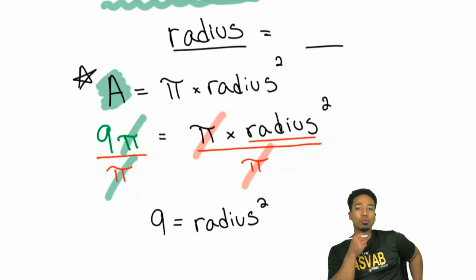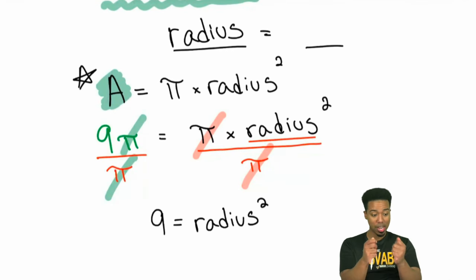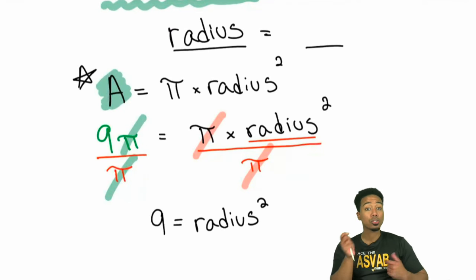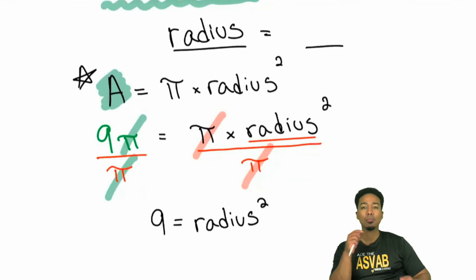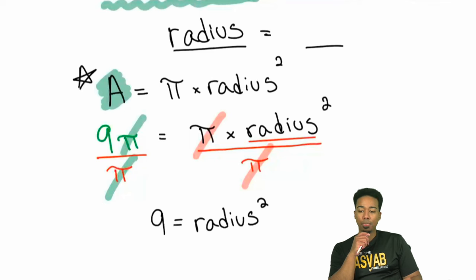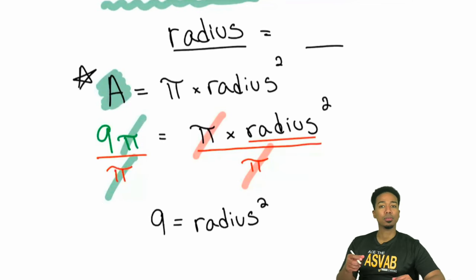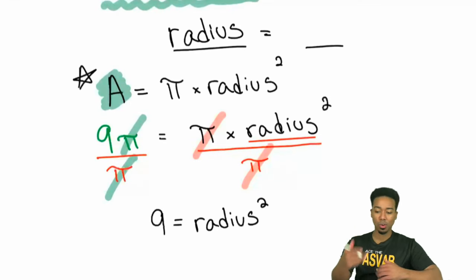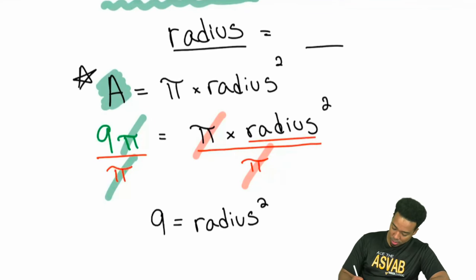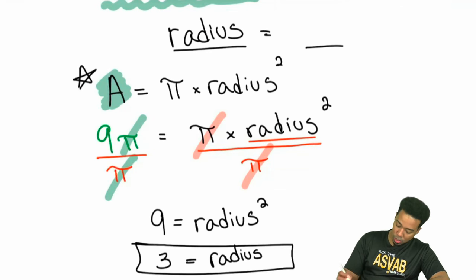Everybody, when we square something, we say this number times itself gives me whatever it is. So really what we're saying here is the radius times the radius equals 9. Intuitively thinking, what does the radius have to be? What times itself gives you 9? Yeah, that's going to be 3. 3 times 3 is 9, so therefore the radius has to be 3. 3 squared equals 9. Yep, that'll work. So my radius equals 3.